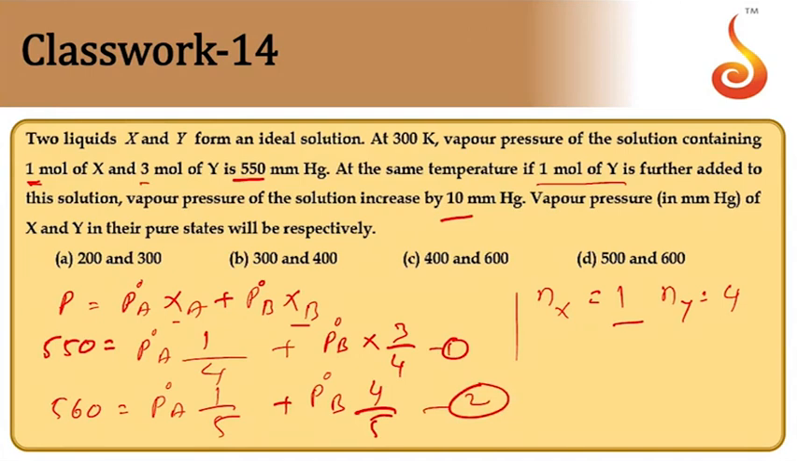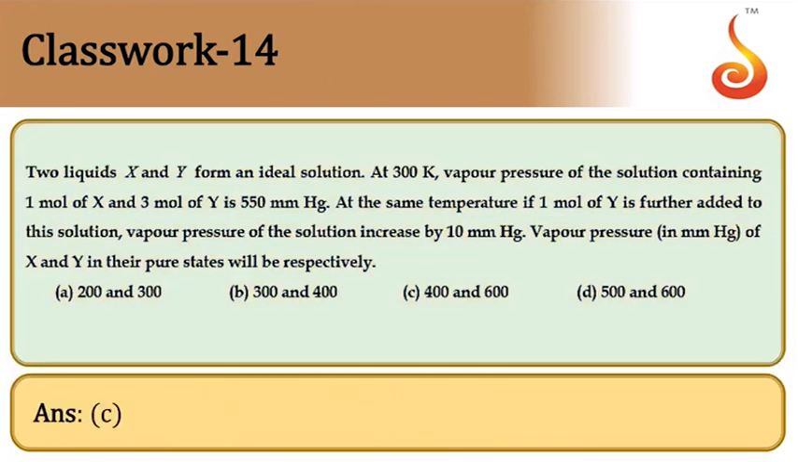Equation number 2. So we need to solve equations 1 and 2 to get the values of P0 A and P0 B. On simplification we are going to get the values as 400 and 600. So the answers are 400 and 600. That is option C we have.